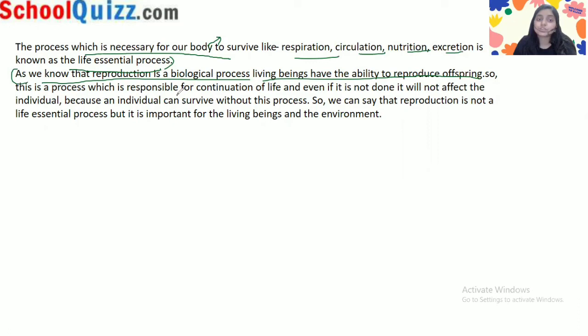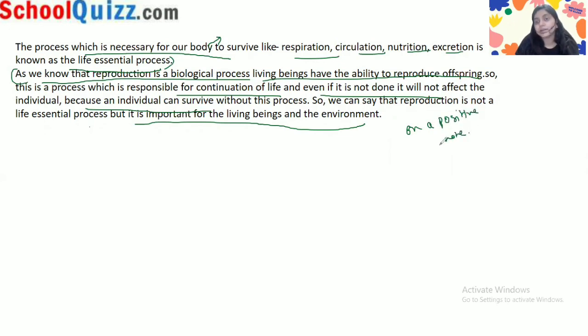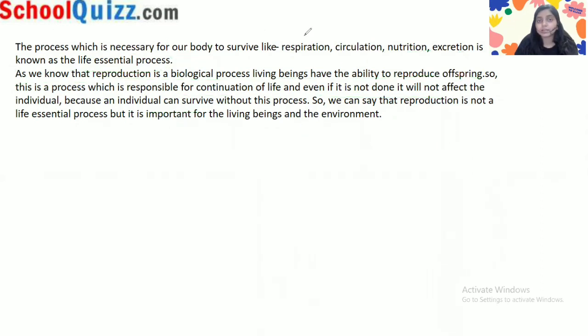This is a process which is responsible for the continuation of life. Now we will tell them the importance of the reproduction process, and that even if it is not done, it will not affect the individual, because an individual can survive without this process. So we can say that reproduction is not a life essential process, but it is important for the living beings and the environment, right? So this is how we can conclude the whole answer on a positive note. And at last, the conclusion is that reproduction is not a life essential process. It is important for an individual, for the species, for the existence of life, for the continuation of life in the environment, right? So this is all for the 3 marks questions.